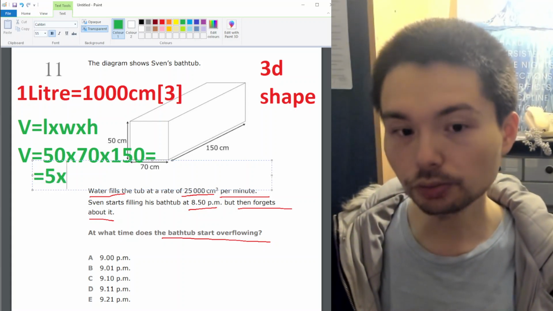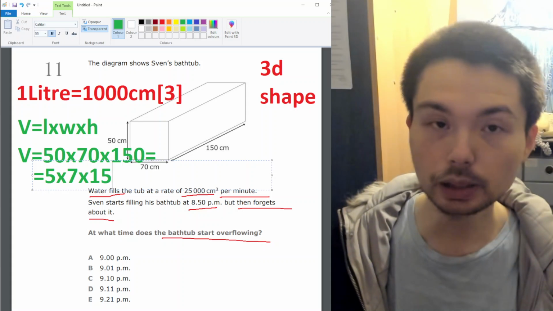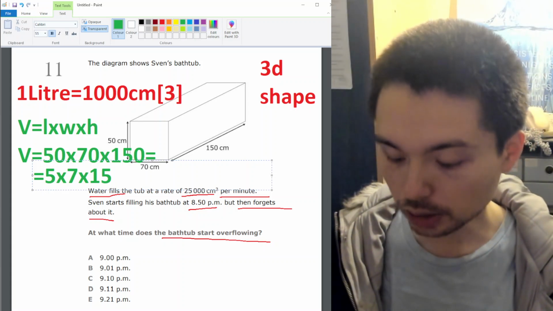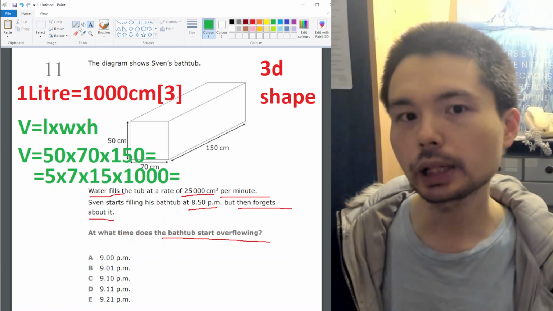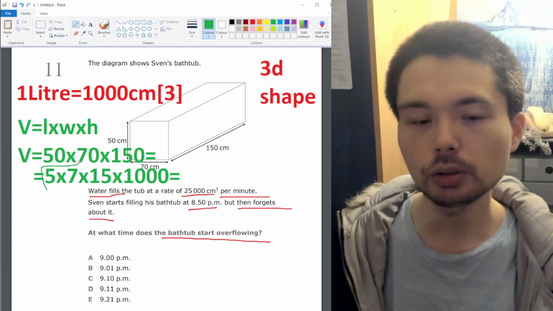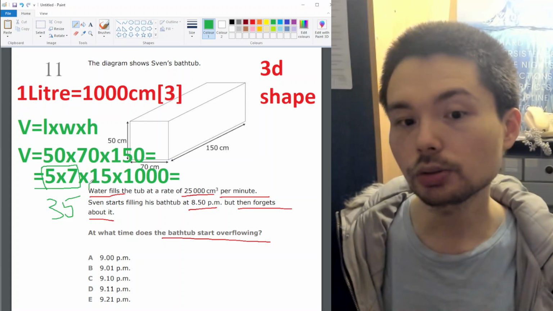We're just going to do 5 times 7 times 15. It's like I've ignored the zeros, but then there are 3 zeros anyway. Just put them back in, and now we work out each bit. Okay, do it with me. 5 times 7 is 35. Then you times by 15.